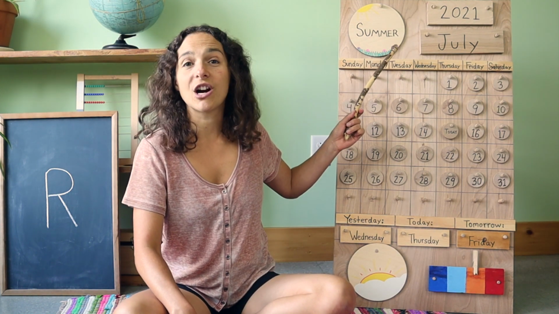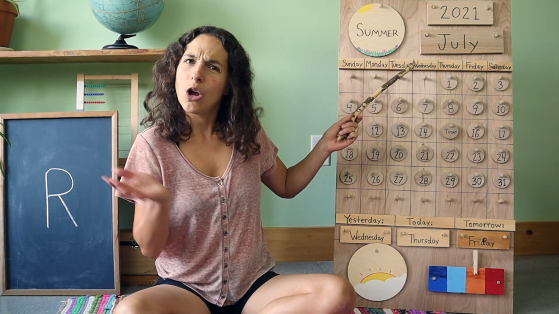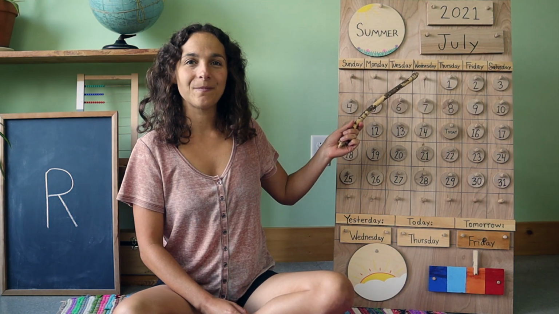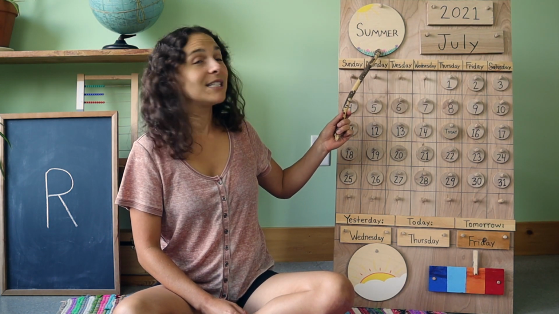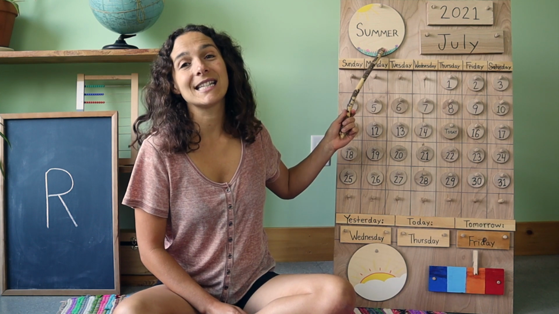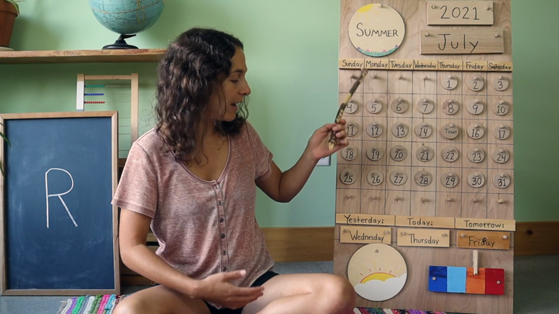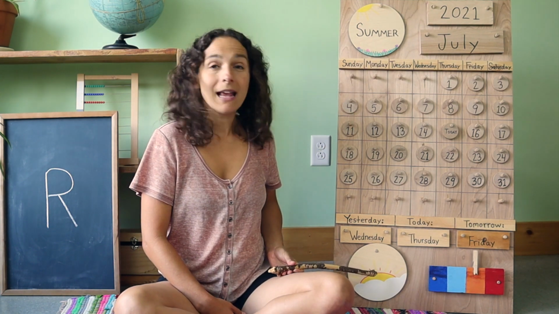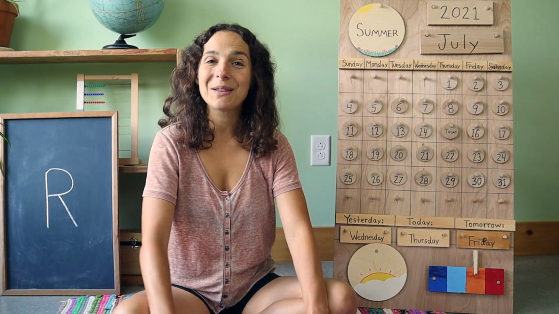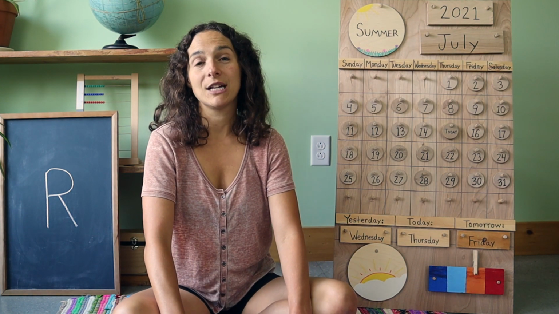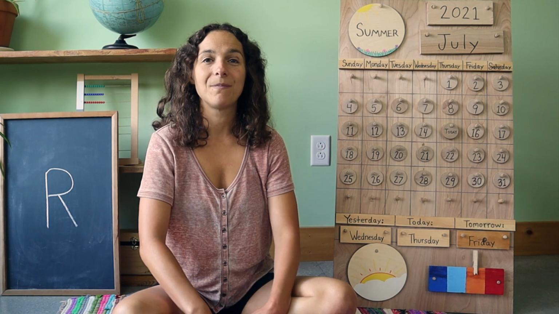At the top of the chart, we have the season. What's the season, friends? Summer! You're right, it's summertime where I live. And at the bottom of the chart, that means that it's time to sing the weather song together. And then we can share what the weather is like outside.